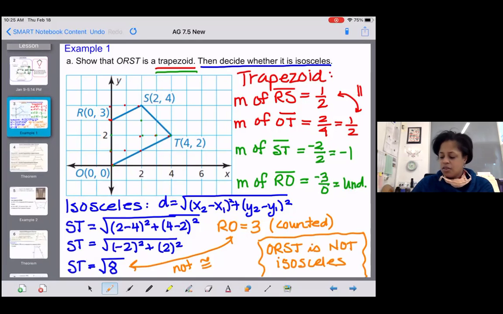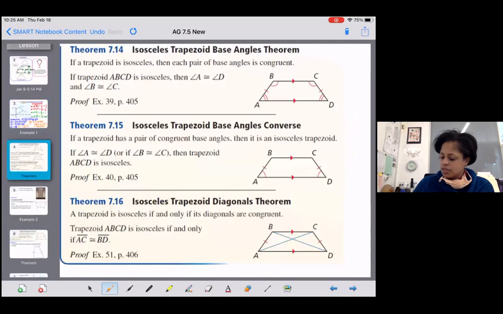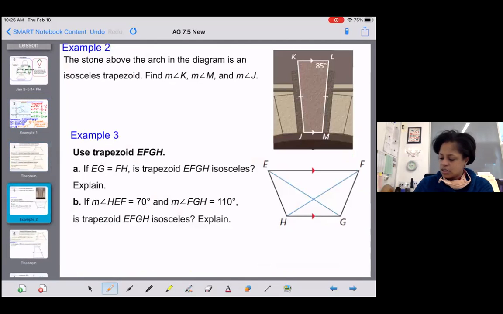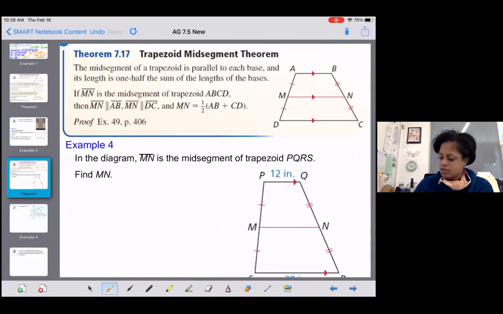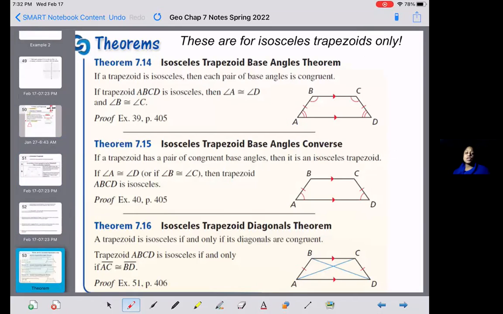All right, my other video for regular geo, I'm going to move to that video. All of this is explained in that other video, so I am going to skip this right now, but I'll splice it all. These theorems are for isosceles trapezoids only, okay? These particular ones are not for the regular trapezoids, only the isosceles.